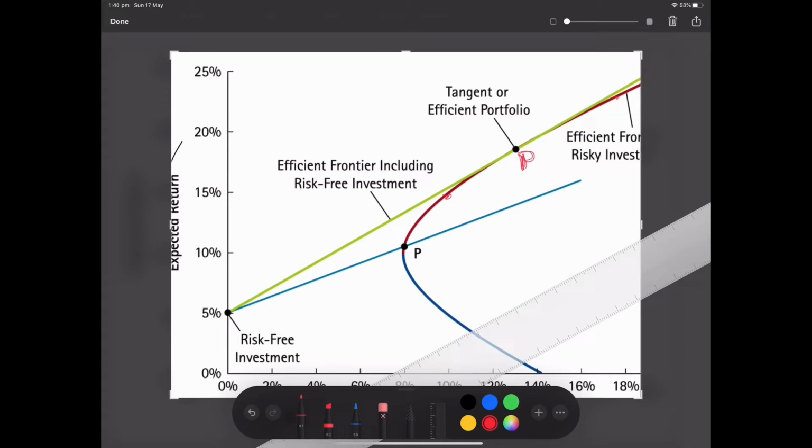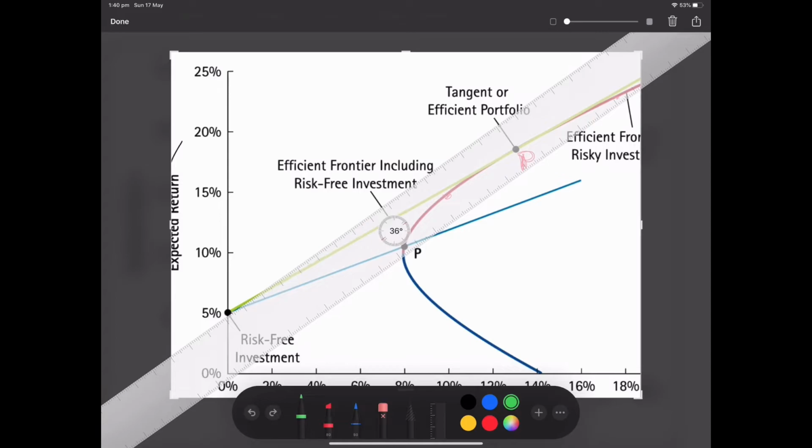But remember, you have to touch it, because let's just say, can I invest in this line over here? Let me just randomly draw one. Bear with me. Okay, let's just call it yellow.